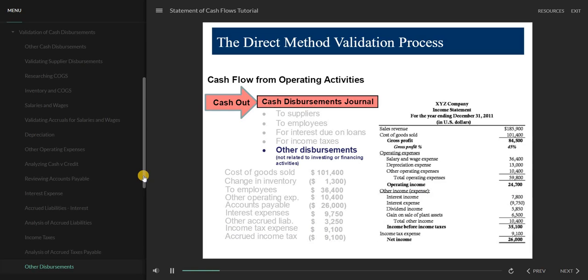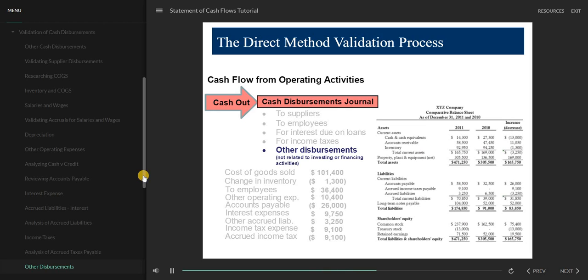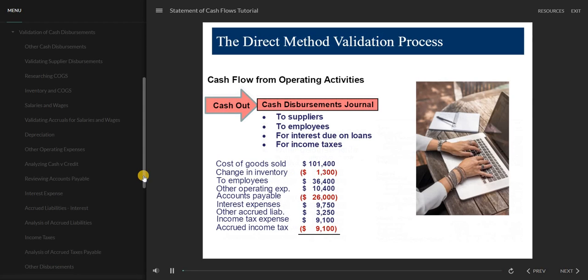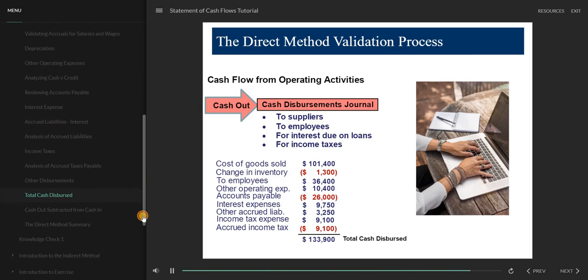As we review our income statement for other disbursements not related to investing or financing activities or our balance sheet, we can clearly see that no items have been left unaccounted for. Therefore, our total of $133,900 should tie into our total cash disbursed.